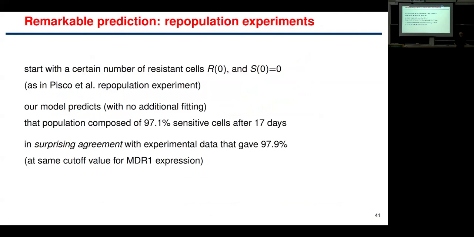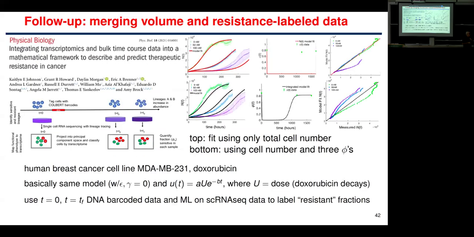I'm only measuring volume. So how can I do that? This model is telling you how many you have of each. So you get all excited and you say, let's see if experimentally we can do something. So I worked a little bit with this group from Amy Brock, and in particular, Caitlin Johnson, University of Texas. They did this beautiful experiment with DNA barcoding.